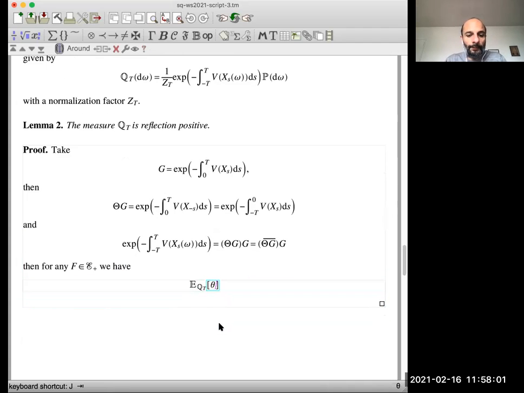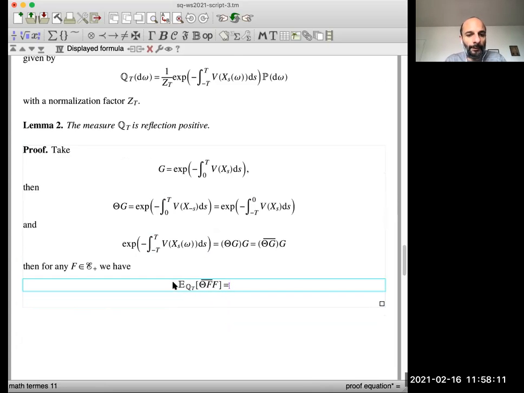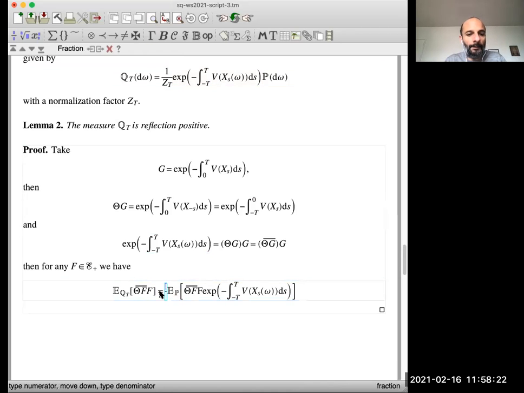Now you want to check reflection positivity. I think you can guess what happens, no? Because you want to check under the measure Q, so I note it in this way. Now I want to check reflection positivity, so I need to go back to my measure P. So let me just note it here. And to go back, I need to multiply with this factor and divide by Z, but of course Z does not play any role here.